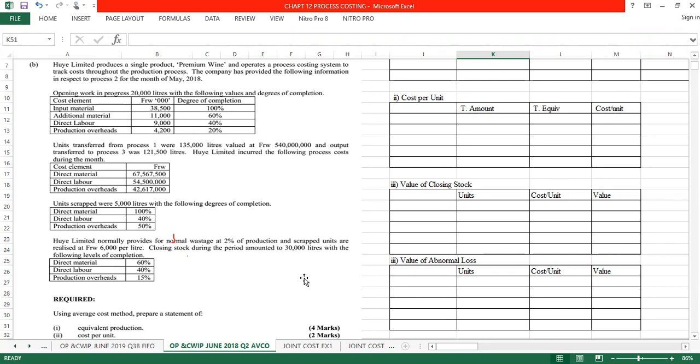Okay, so we continue with the question. Units scrapped were 5,000 liters. Note that is actual loss. Please take note of that. Actual loss does not appear anywhere, but those percentages appear in either abnormal loss or gain.